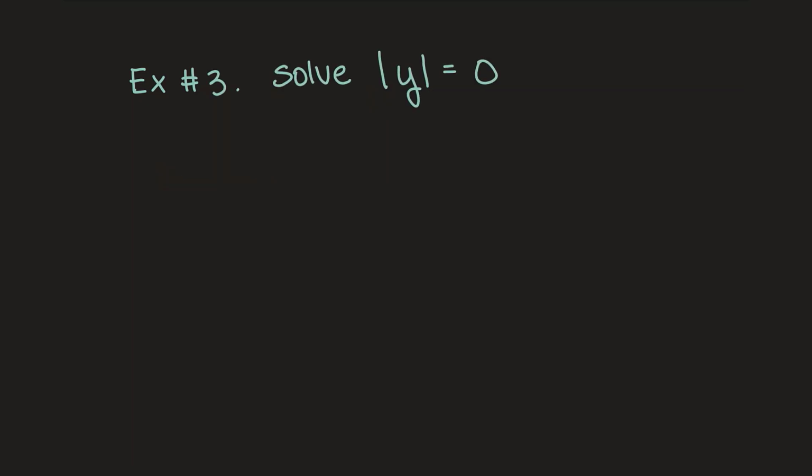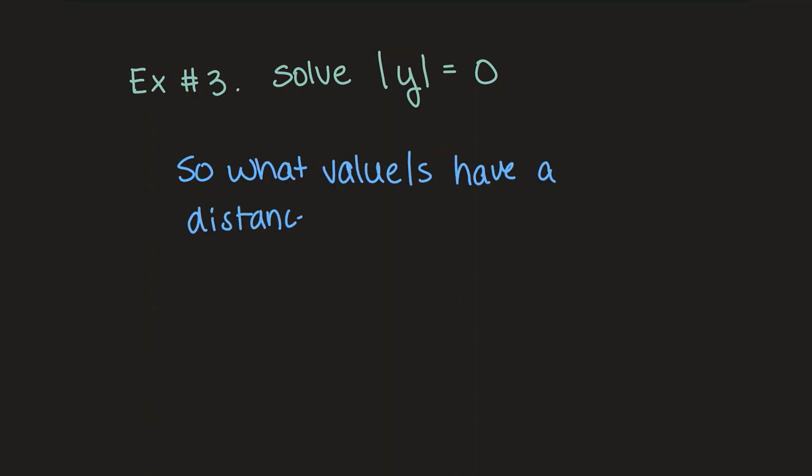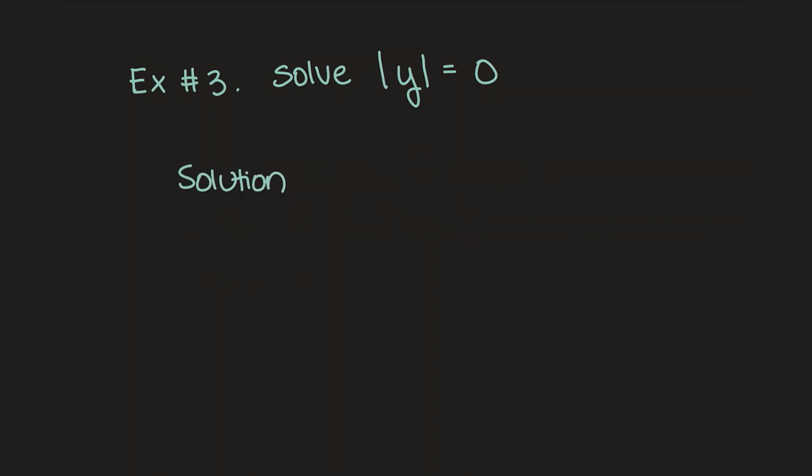For example 3, again we need to figure out what value or values have a distance of 0 units from 0. There's only one solution for this, and that is 0 itself.